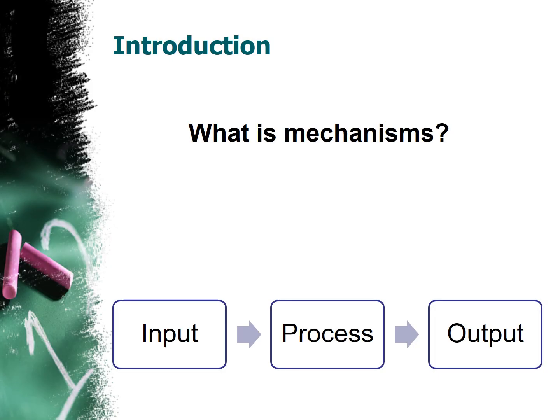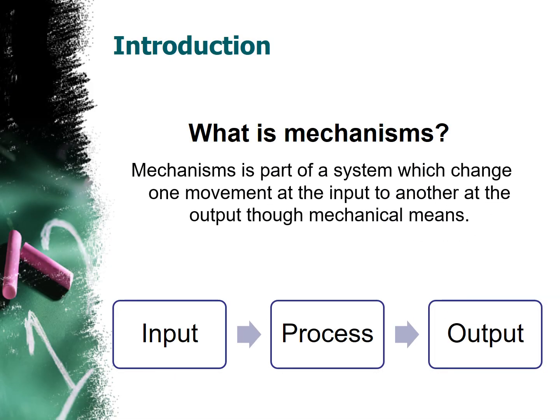So, what is mechanism? Mechanism is part of a system which changes one movement at the input to another movement at the output through mechanical means. So, looking at the block diagram, there's some input that you put in as a movement to achieve some output movement. And if the process is done by mechanical means, it is considered a mechanism.